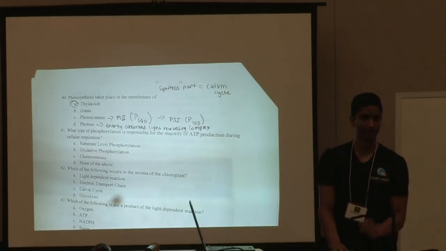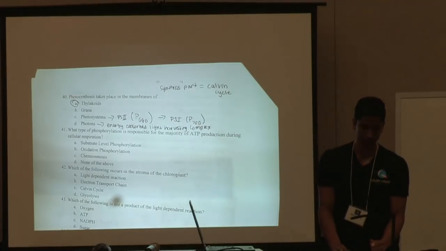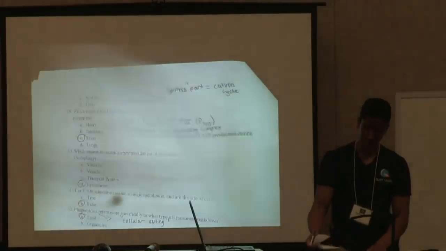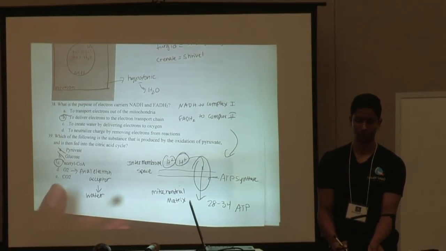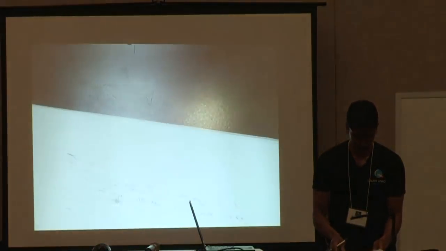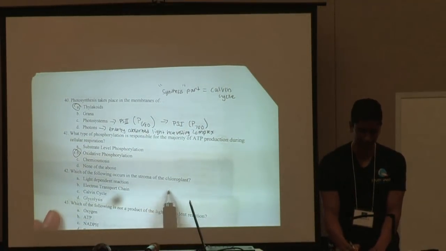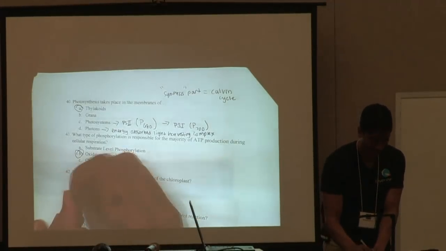All right. What type of phosphorylation is responsible for the majority of ATP production during cellular respiration? What is it? B, good. Oxidative phosphorylation. So that's this process right here. All right, which of the following occurs in the stroma of the chloroplast? Calvin cycle, good.